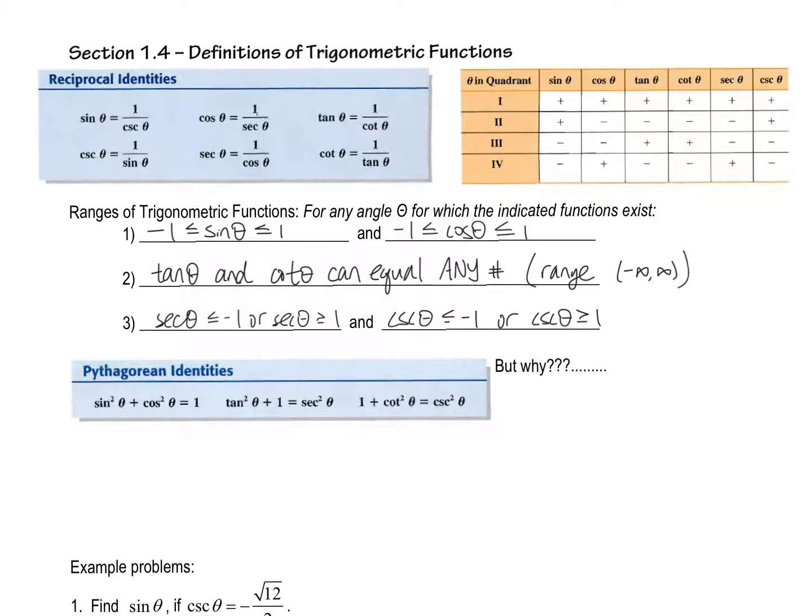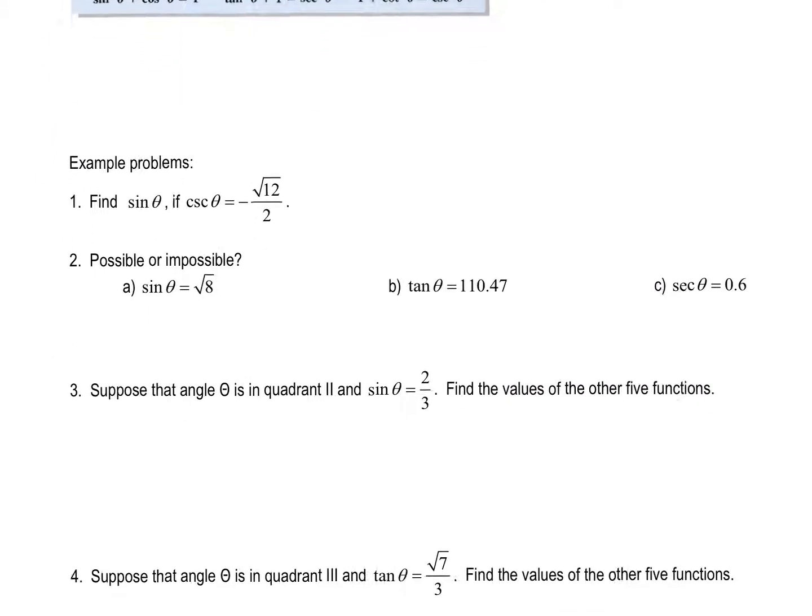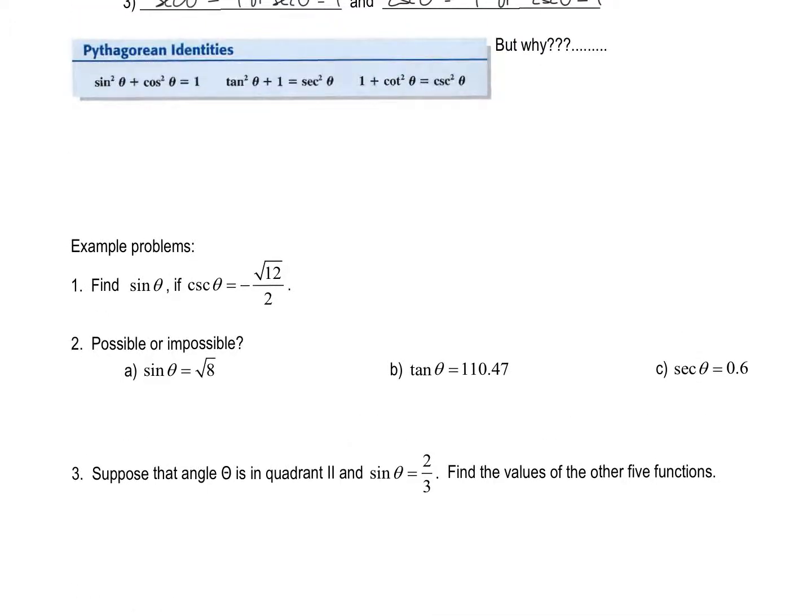And I want to answer this question and address this in class. What I'm going to do now is just dive into these first couple example problems, okay? So I'll get to a little bit more of an explanation in class, but I want to get to some of the basic stuff here. Okay, this very first problem: find the sine of theta if you're given the cosecant of theta.